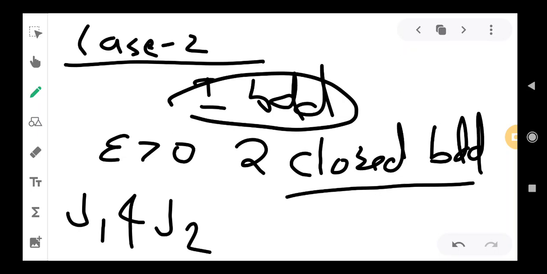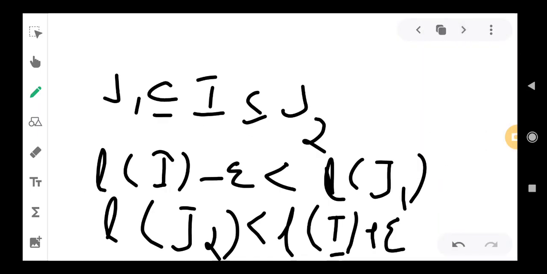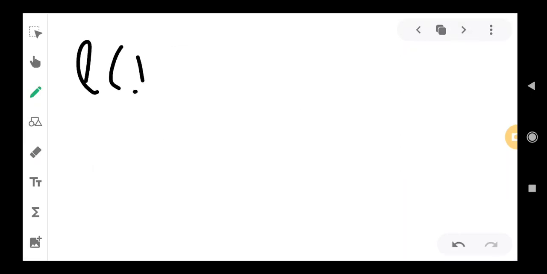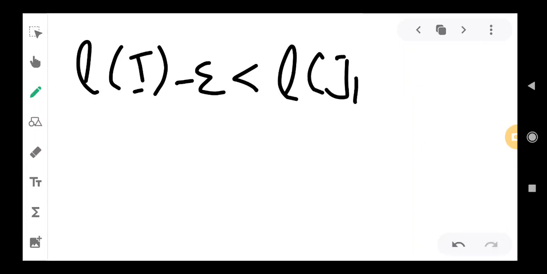So I is a bounded interval. For any epsilon greater than 0, we can find two closed bounded intervals J1 and J2 such that this will happen. Like this interval we can find, and length of I minus epsilon will be less than length of J1 and length of J2 will be less than length of I plus epsilon. So first we are taking this inequality, that is length of I minus epsilon is less than length of J1. So we have taken J1 as a closed bounded interval.